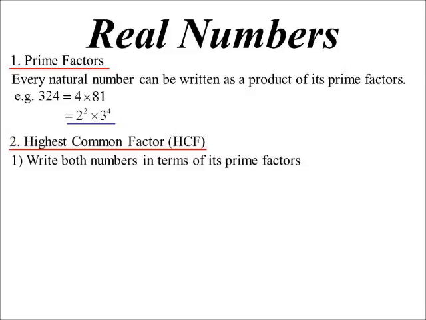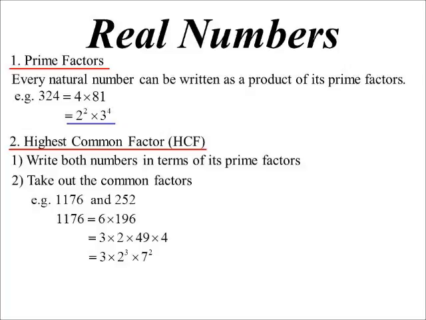Now, highest common factor. If you want to find it, then you write both numbers in terms of its prime factors. Then, basically, you're pulling out the common factors. That's what we did in algebra with factorising. So it's the same process. Let's use these two numbers. 1176, 252. 1176 is 6 times 196, 3 times 2 times 49 times 4. So we have 3 times 2 cubed, 7 squared. 252, that's a little bit easier. 4 times 63, 4 times 9 times 7, so we have 2 squared, 3 squared, 7.